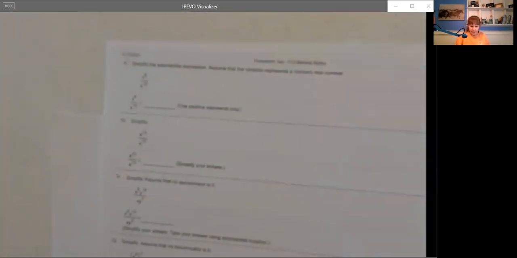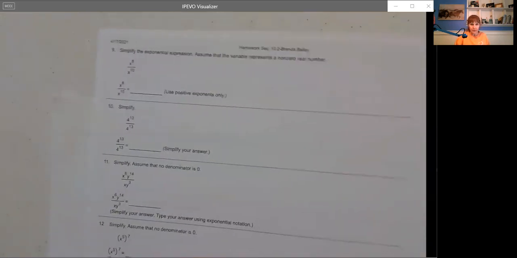And again here, for some reason it keeps getting out of focus.